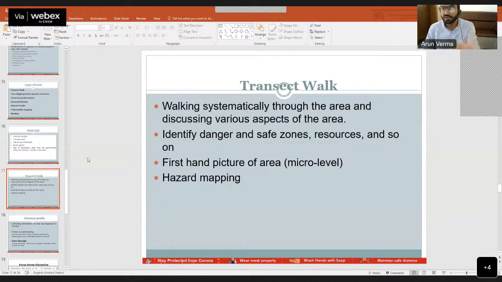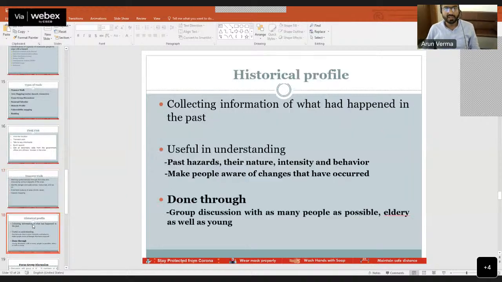When we see hazards, we also have to see our capacities. If this can cause damage here, then what are our capacities? We also have to take first-hand pictures at the micro level during the transect walk, showing that these are the problems. I have already done an HRVCA of a boys hostel of Punjab University, so at that time we clicked pictorial diagrams or pictures from our mobile phones or cameras, which help while making a disaster management plan. Hazard mapping is another thing, and the historical profile, we know what we do.